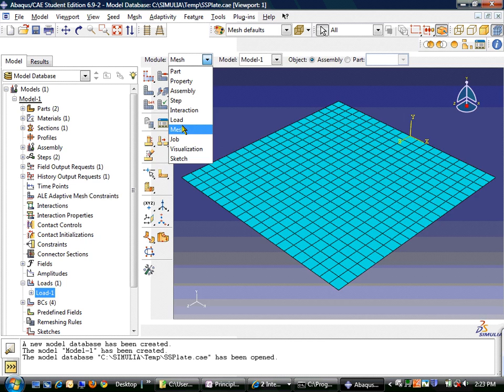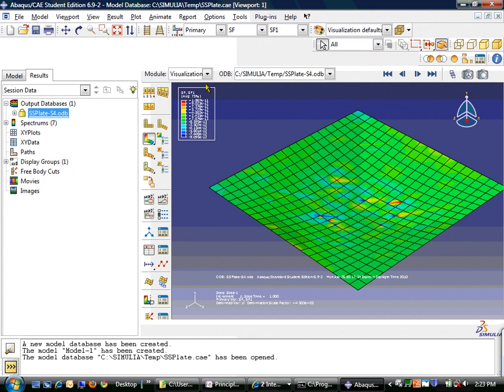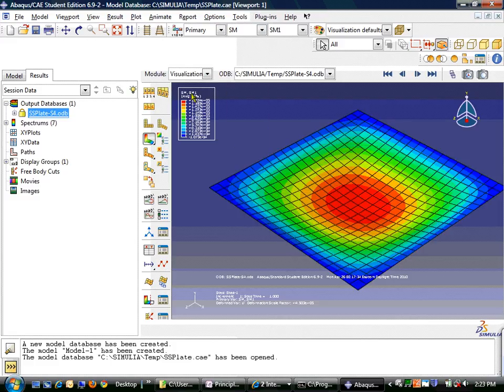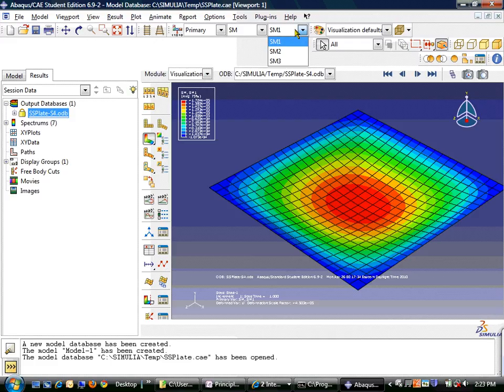So going back to job visualization, you can also see the section moments. So this is section moment in the, that is basically bending moment in the x direction, one direction. You have similarly bending moments in the two direction on both the faces. Another thing to keep in mind here for shell elements is you have different locations of these points. So let me see if we can pull that up.